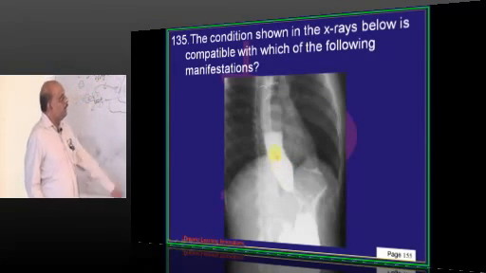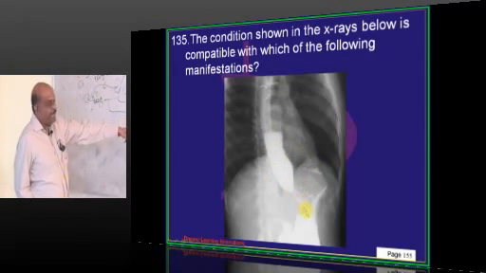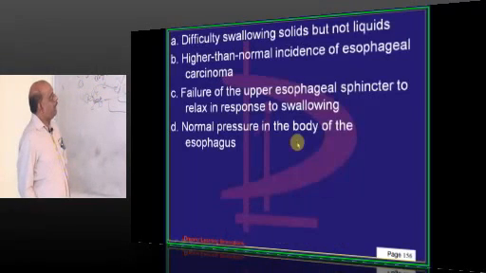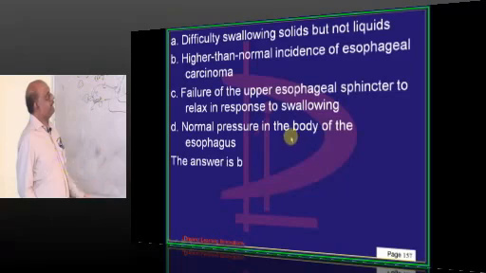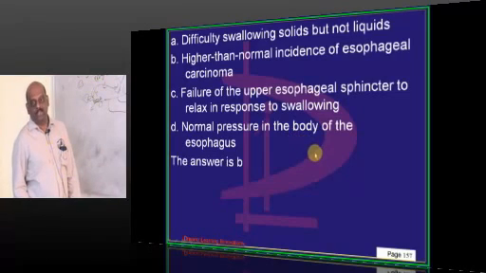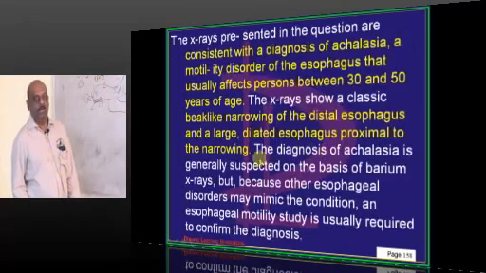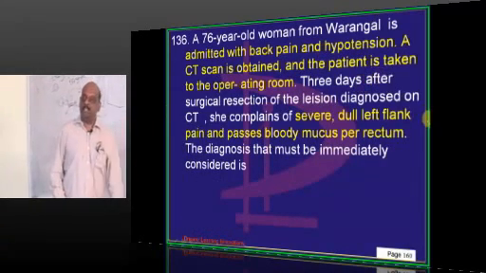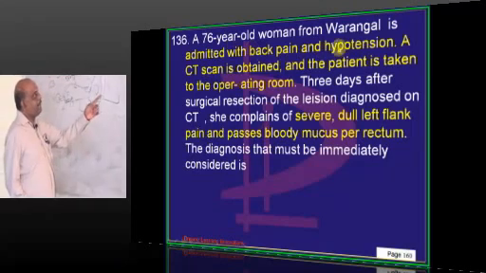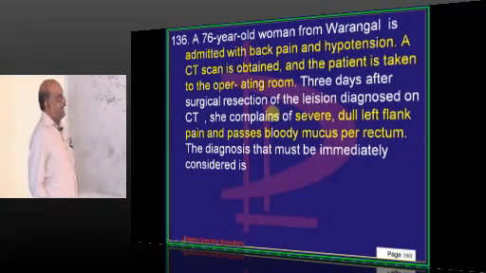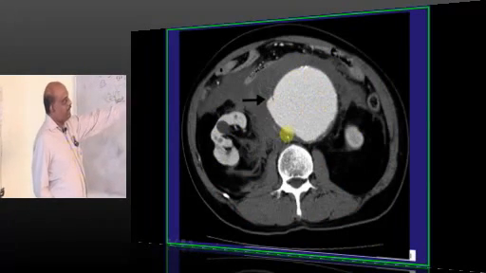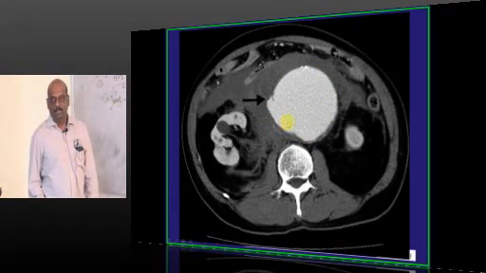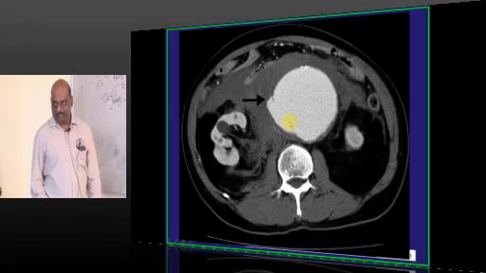Now, what do you see? Rat tail-like appearance, which is a classical feature of achalasia. So, what is one of the important complications of it? There is a higher than normal incidence of esophageal carcinoma in the people who have achalasia, is what needs to be remembered. A 76-year-old coming from Warangal has a back pain, hypertension, and a CT scan, what is it showing? Presence of an aortic aneurysm, a dissecting aortic aneurysm.